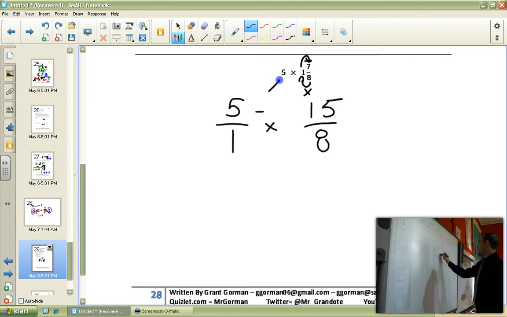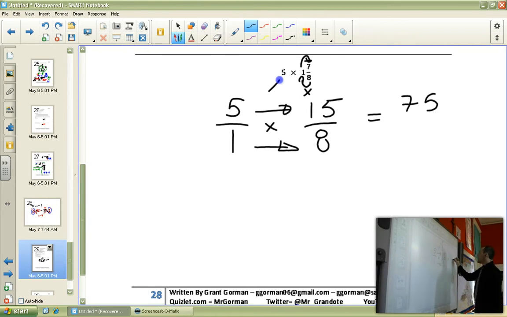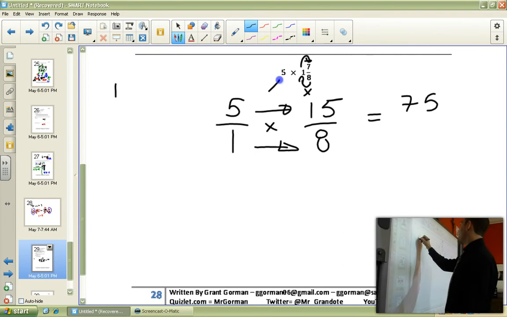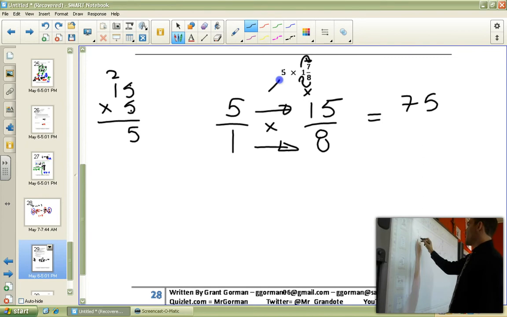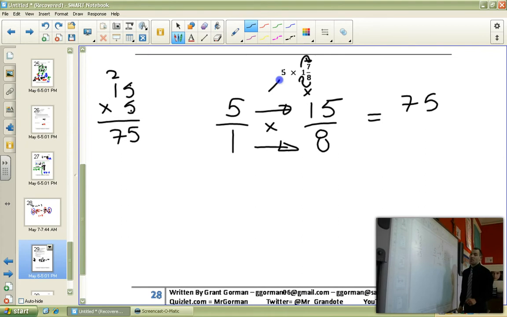All we have to do now is multiply straight across. 5 times 15. If you don't know what it is, it's 75. If you don't know, I expect to see on your paper 15 times 5. 5 times 5 is 25. Carry my 2. 5 times 1 is 5 plus 2 is 7. 75. That did not take long. I expect to see your work if you can't do it in your head. 1 times 8 is really easy. That's 8. Now all we have to do is either simplify or turn this into a mixed number again.